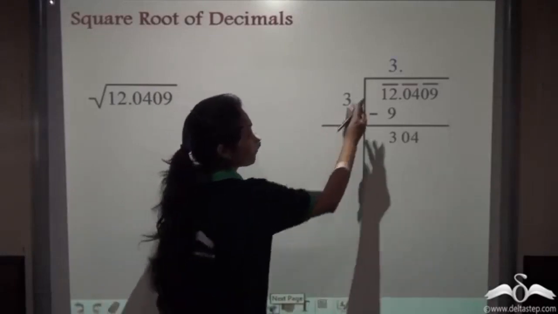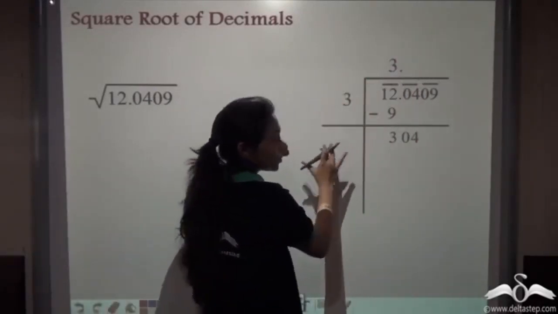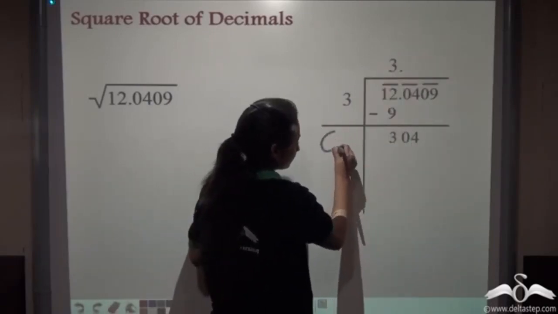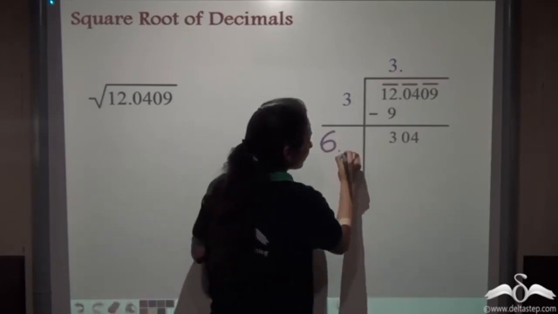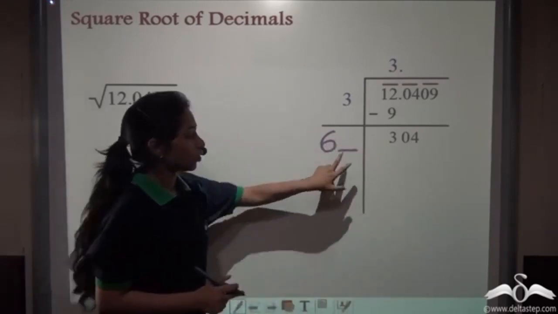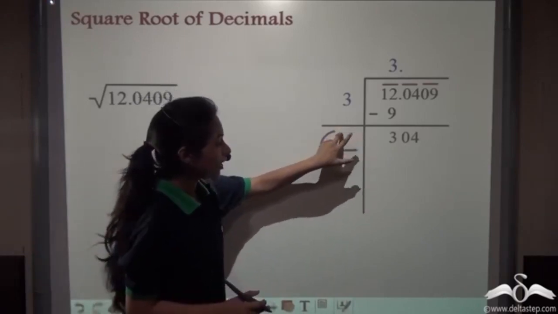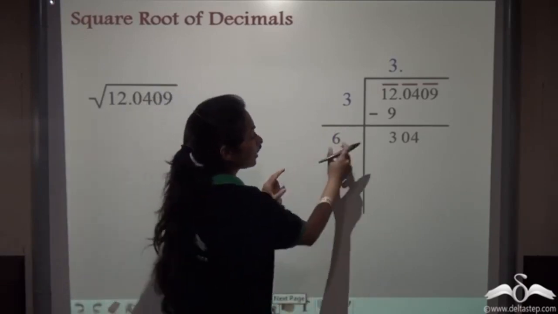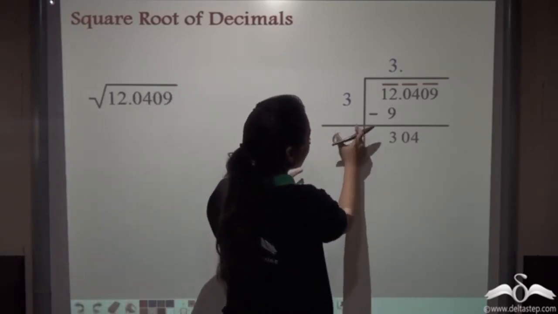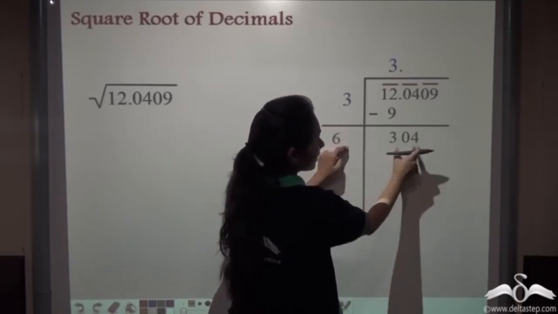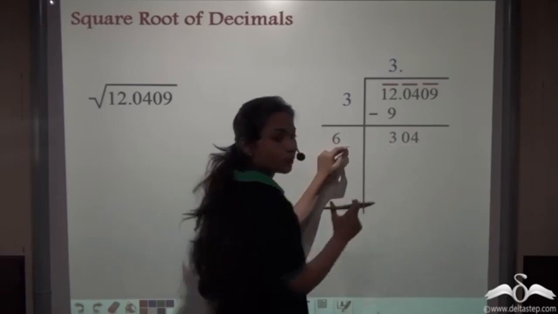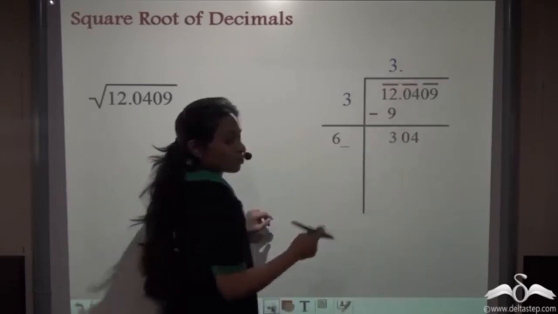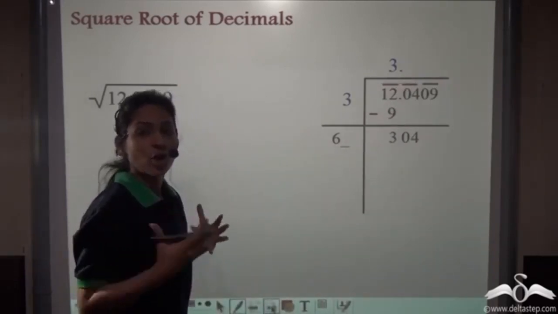Next, we double this quotient and write it as a new divisor. So 3 doubled, we get 6. And we put a blank towards its right. We have to find another number here. Well, what will be that number? We remember that the number here has to be the same number which when multiplied with this whole number gets a value less than or equal to this new dividend. So the digit we put here shall be the same digit we write as the next quotient. Right?